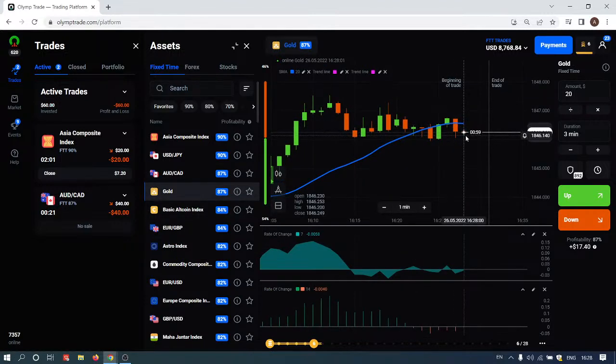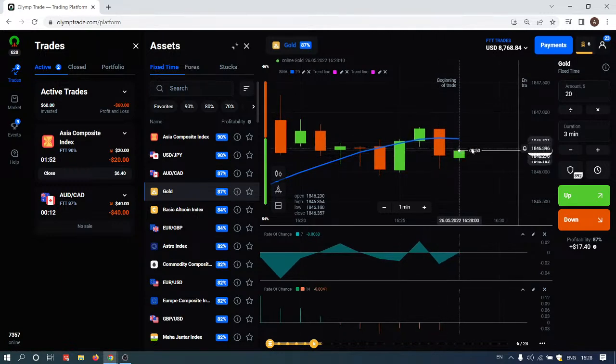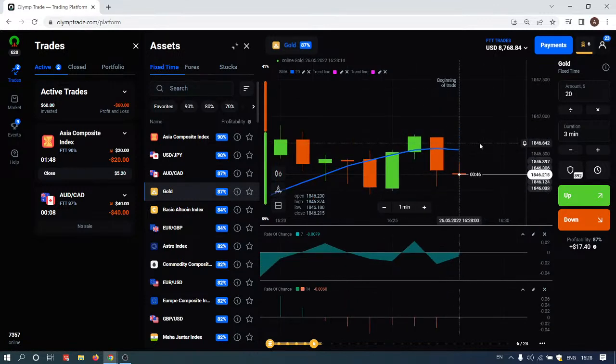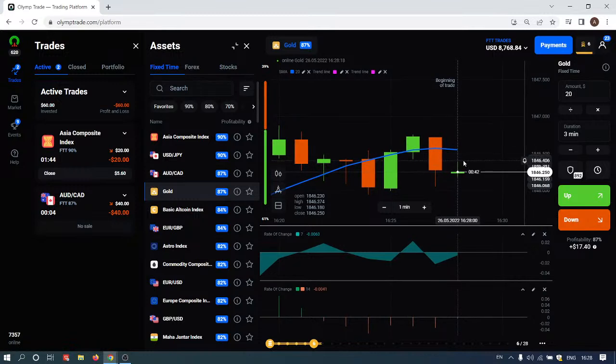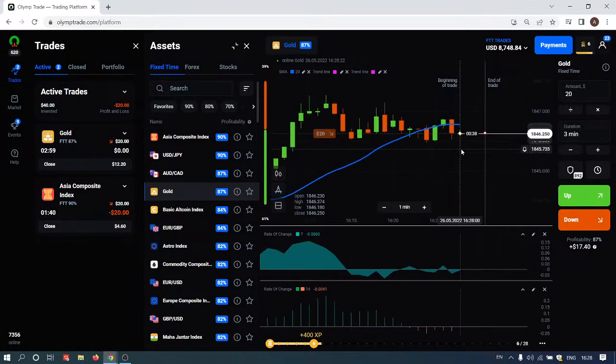So gold. We have this. The previous candlestick closed just under, and I think we can now open a trade. Yeah, let's open a trade in the downwards direction.